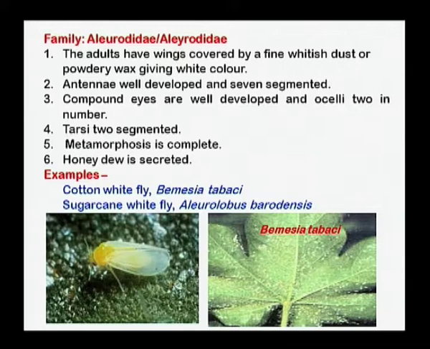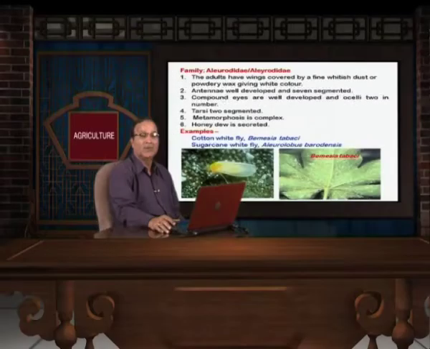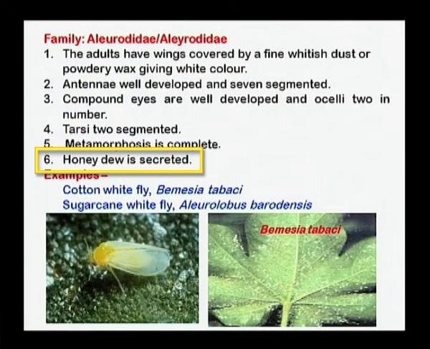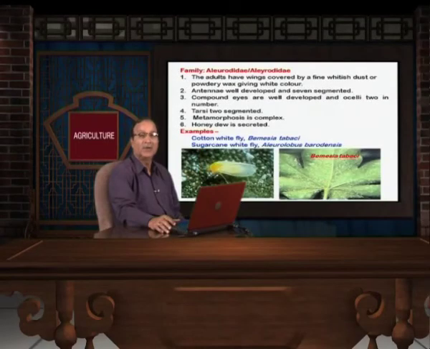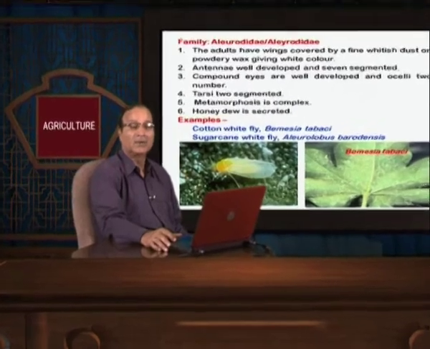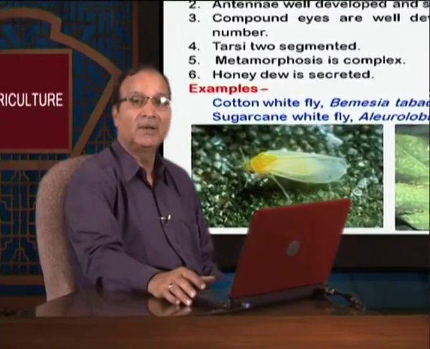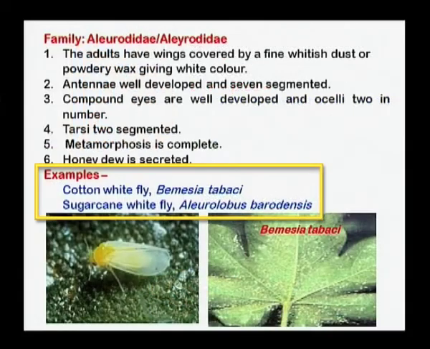However, 2 ocelli are present. Tarsi is divided into 2 segments or 2 parts. Metamorphosis is complete. It means all the 4 stages of life, egg, larva, pupa and adult, can be seen in the members of the family Aleyrodidae. Honeydew is secreted. Honeydew is a sticky material which is secreted through the anus of the adults of the members of this family, and the best examples are cotton whiteflies and sugarcane whiteflies.